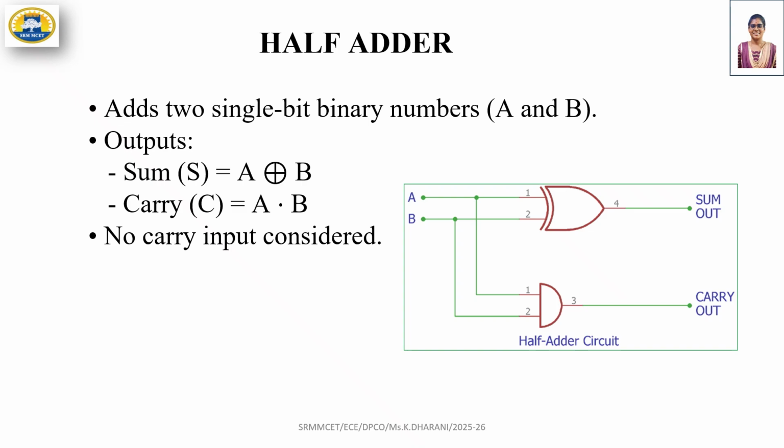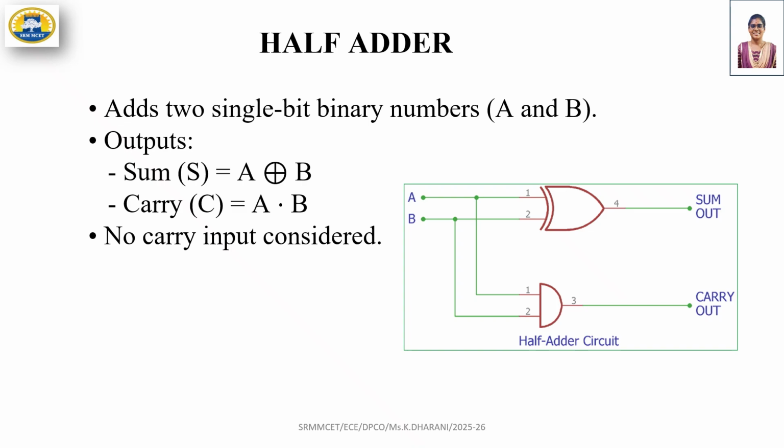Going into the half adder, the function of this half adder is to add two single bit binary numbers A and B. The output will be a sum and a carry. For example, here I have mentioned A and B. For the sum, A XOR B produces 1 if the inputs are different. The carry, A AND B, produces 1 if both inputs are 1. The implementation for the sum is an XOR gate and for the carry is an AND gate.